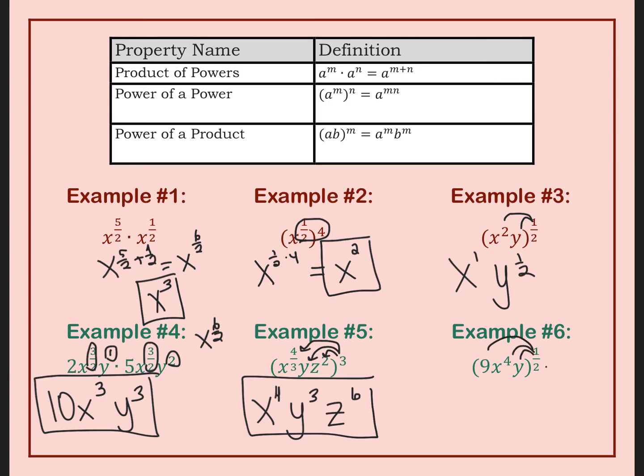And the last one, distribute. So 9 to the 1/2 power means it's the square root of 9, which becomes 3. Now for the x's, 4 times 1/2, or 1/2 of 4, is going to be x squared. And the y had nothing, so it's going to remain y to the 1/2. Okay? Make sure you write all these down as good examples. These bottom ones are super important, okay?